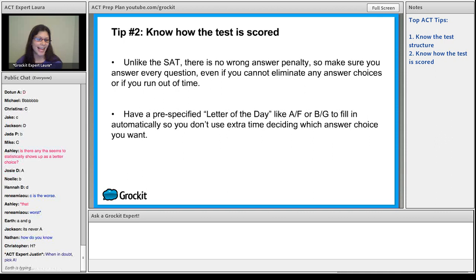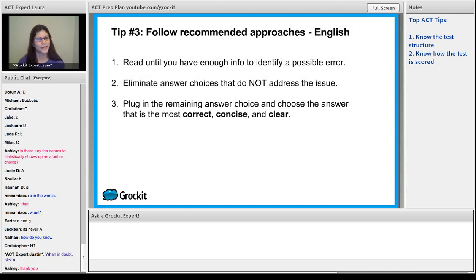And Jackson saying it's never A. Well, that actually could not possibly be true. We promise there are going to be answer choice A's that are correct.